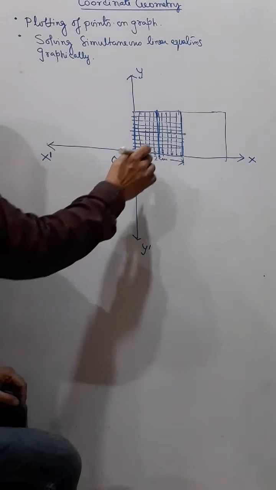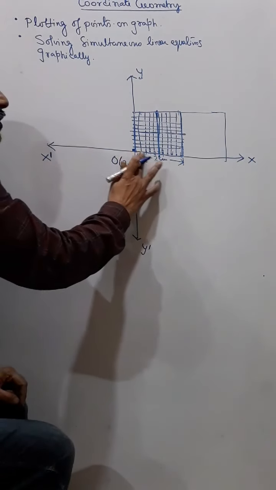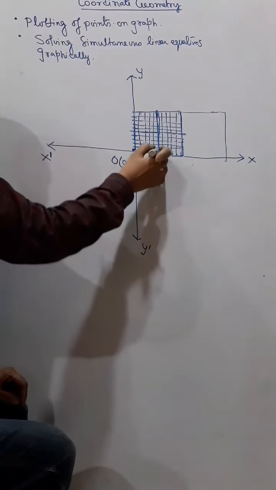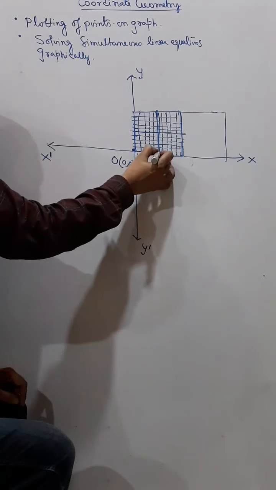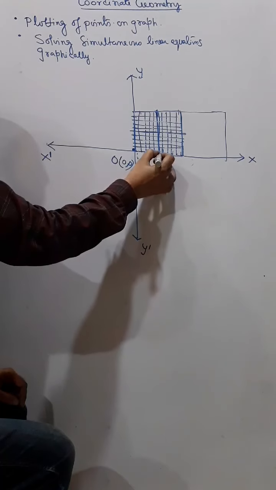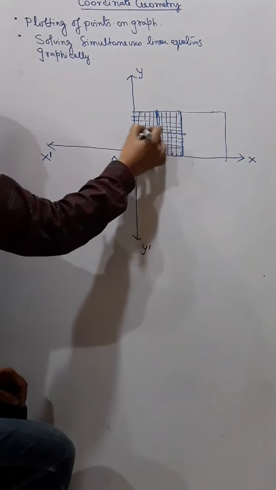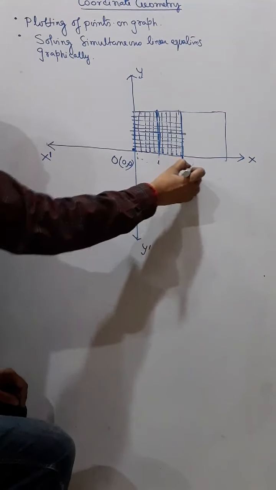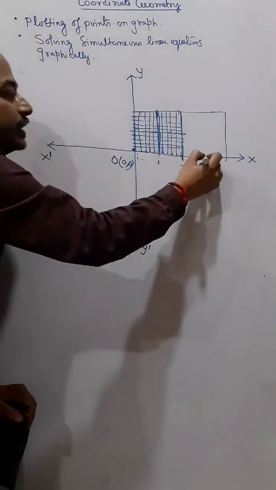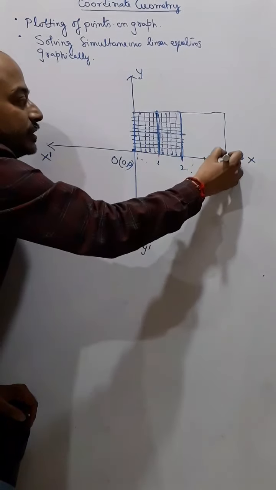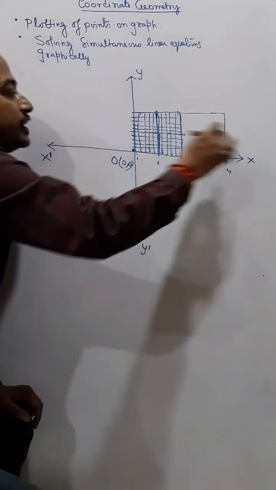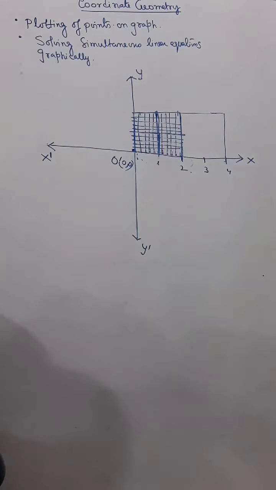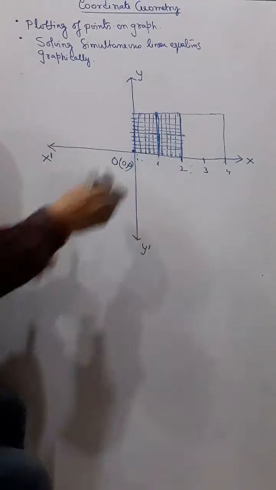Okay. Now generally while plotting, we take this 5 division as 1 unit. This small box as 1 unit, this we take as 2 unit, and then we take this one as 3 unit, this one as 4 unit. So like this we'll plot the graph. Okay, so I'm rubbing it and fresh.